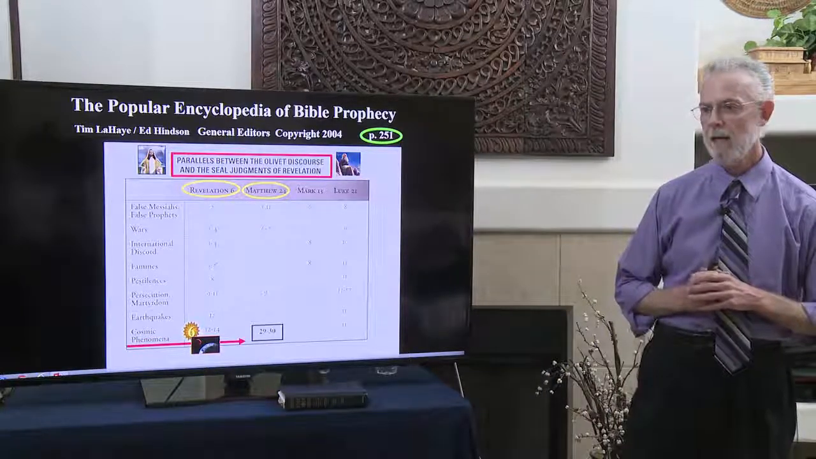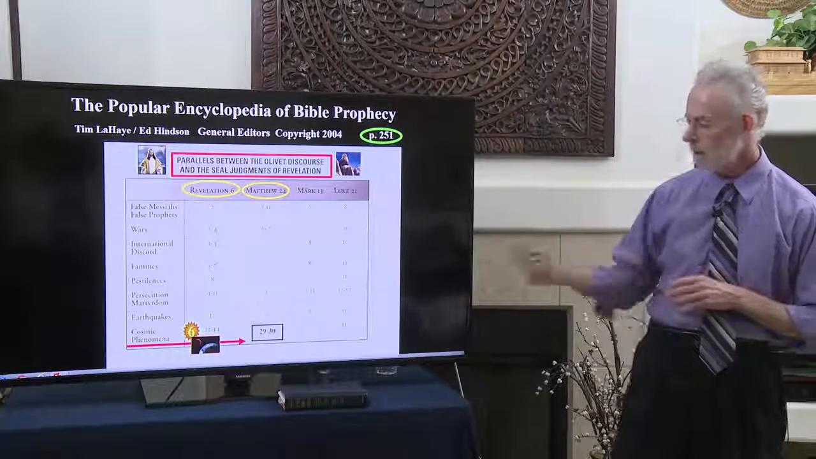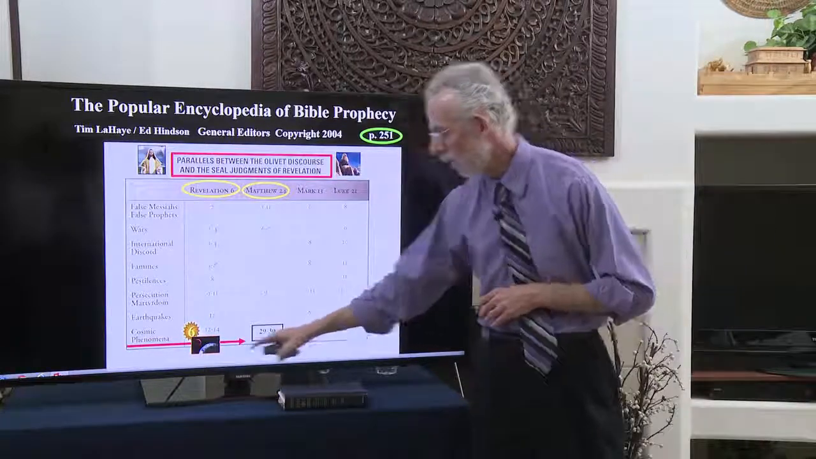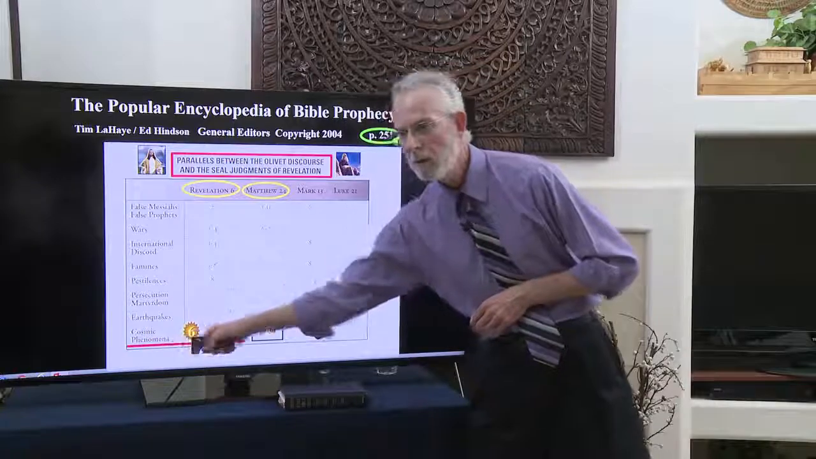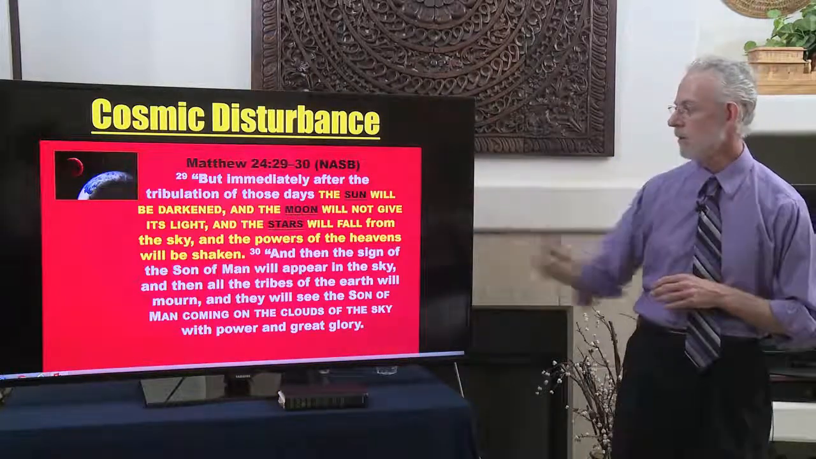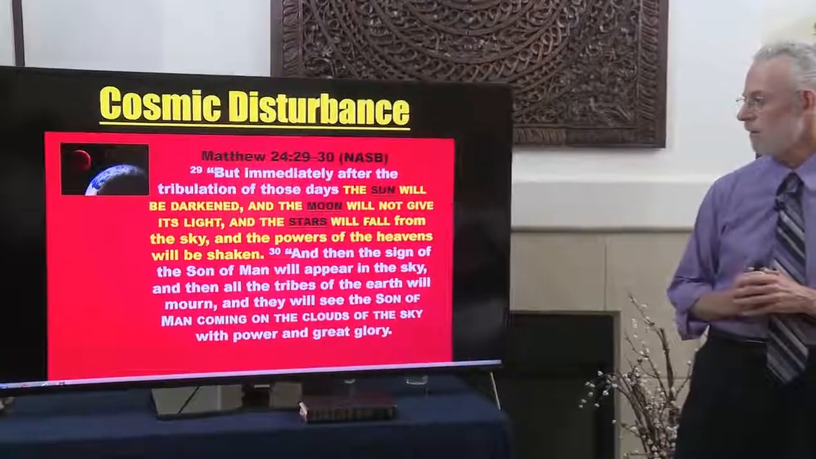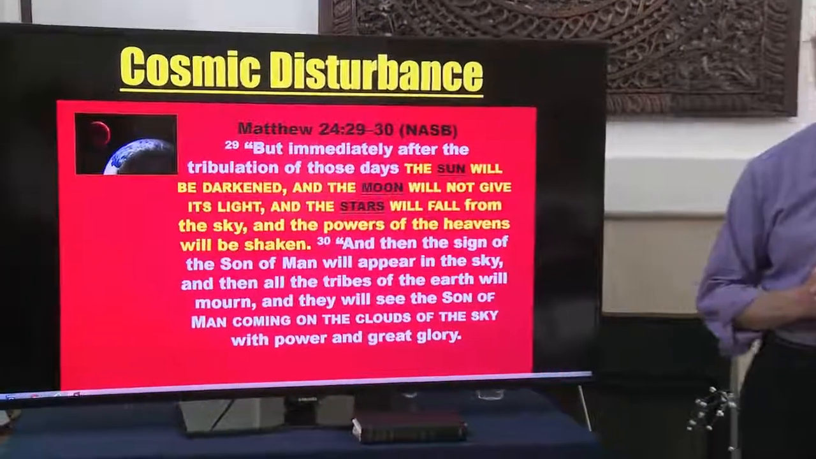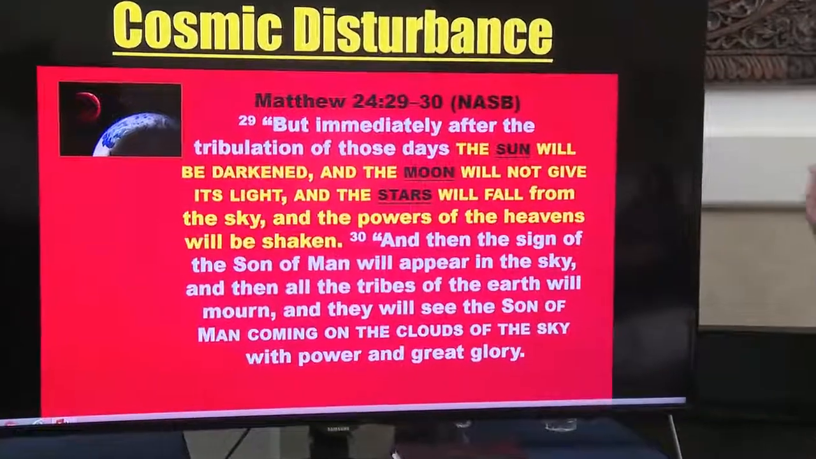Matthew 24, there should be some verses there. How about verses 29 and 30? Let's go take a look at them. Let's look at Matthew 24, verses 29 and 30, and see if we have any cosmic phenomena. Here we go. Immediately after the tribulation of those days, the sun will be darkened, the moon will not give its light, the stars will fall from the sky, and the powers of the heavens will be shaken. Wow. That was just left off the chart.